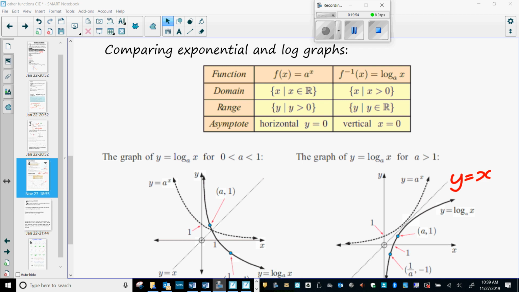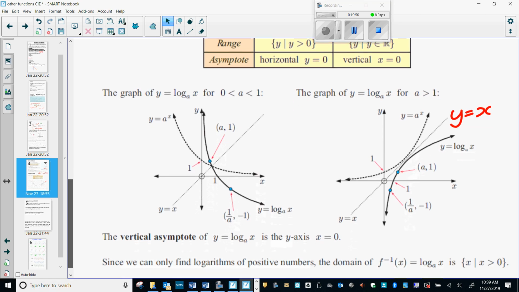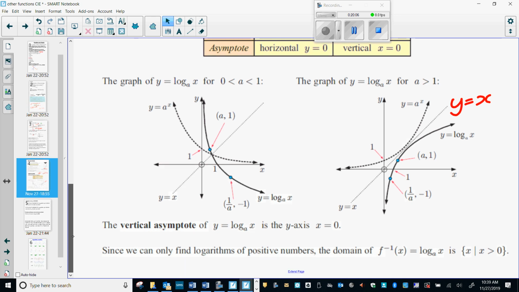Okay, so I'm just going to stick to the fact that exponential graphs and log graphs are reflections in the line y equals x. There is a connection between them. I'm not going to go any further than that because I don't want to confuse the situation. Okay.